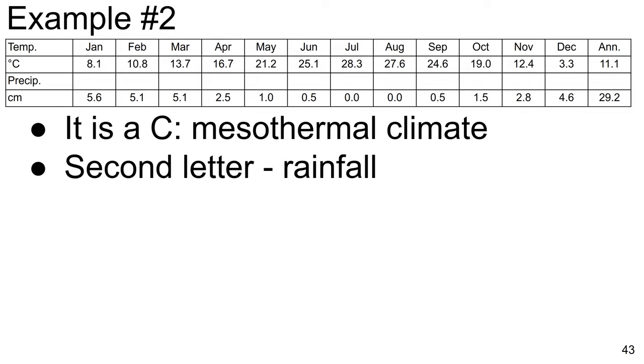Is it a C? Well, is the warmest month over 10 degrees? Yes. Is the coldest month above zero? Yes. Are there 3 months over 10 Celsius? Yes. In fact, there's 1, 2, 3, 4, 5, 6, 7, 8, 9, 10. There's 10 months over 10 Celsius. You just need 3 to be a C.